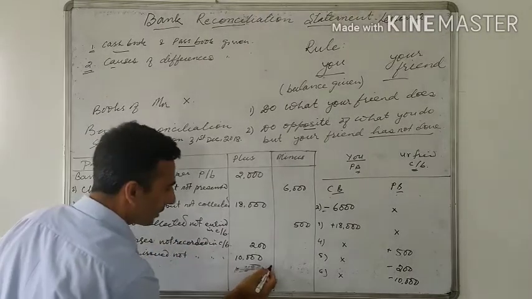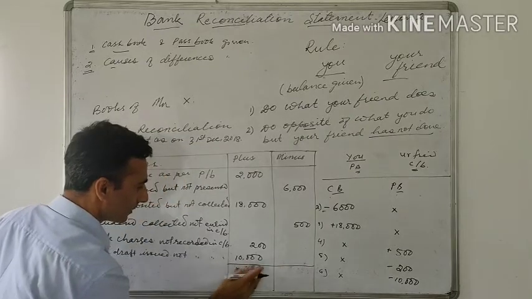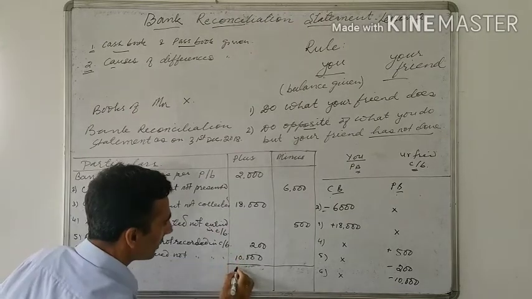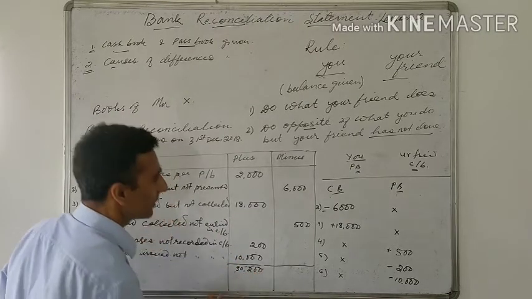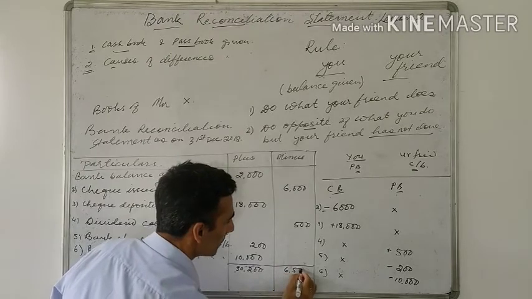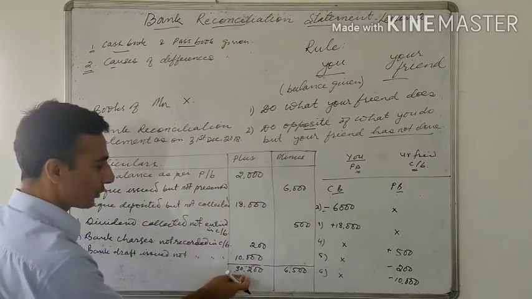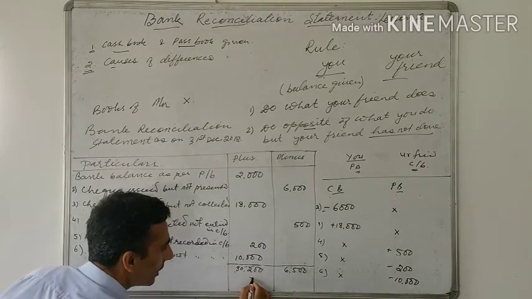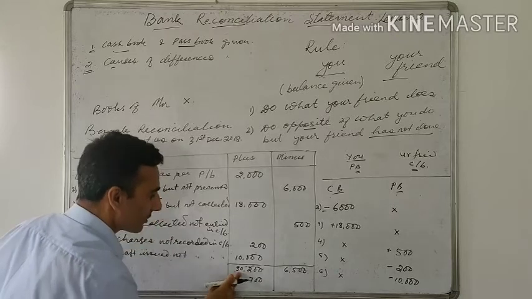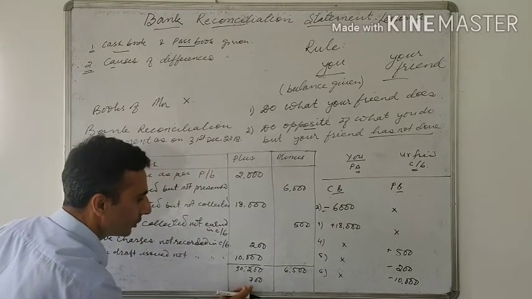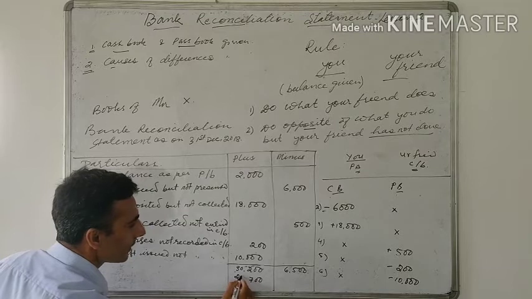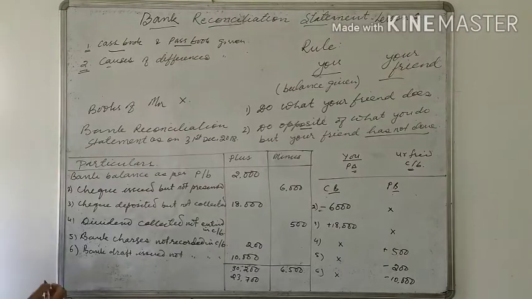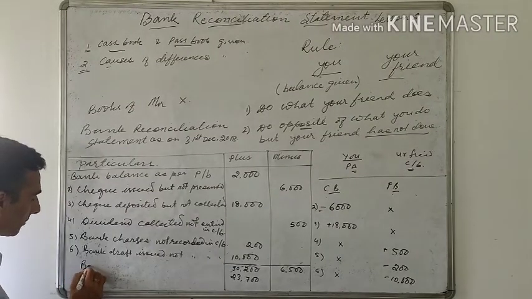Done. Now, after having done this, we will take the total. What is the total here? 30,200, and here you have 6,500. That means your plus total is more. How much more? Let's subtract: 30,200 minus this will give you 23,700. Now this is the answer you have.